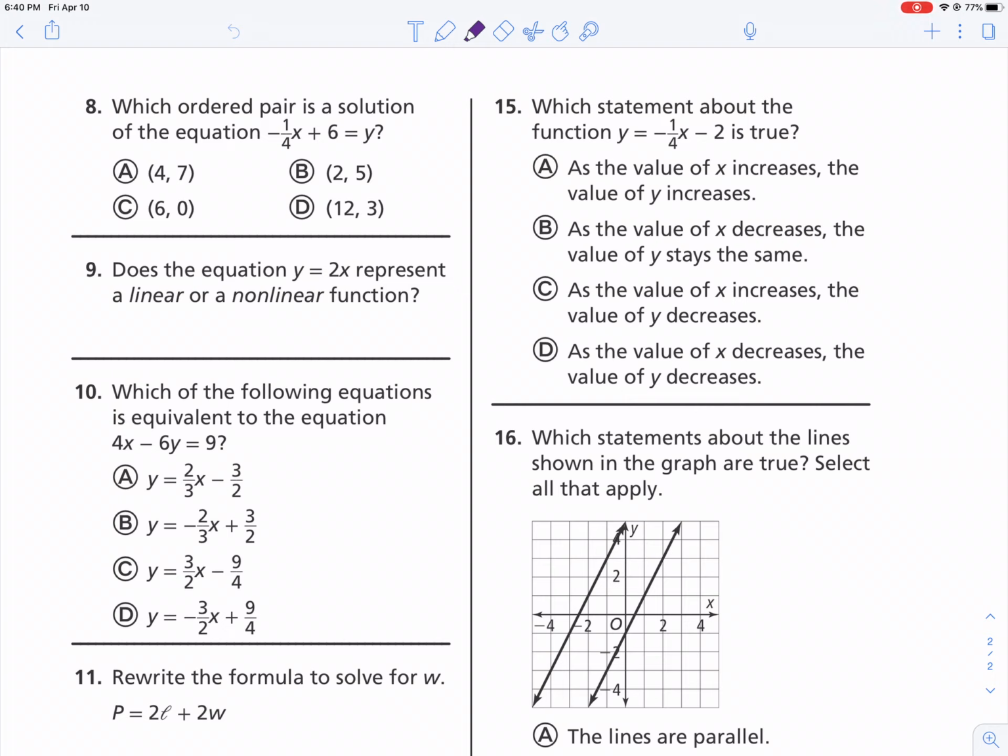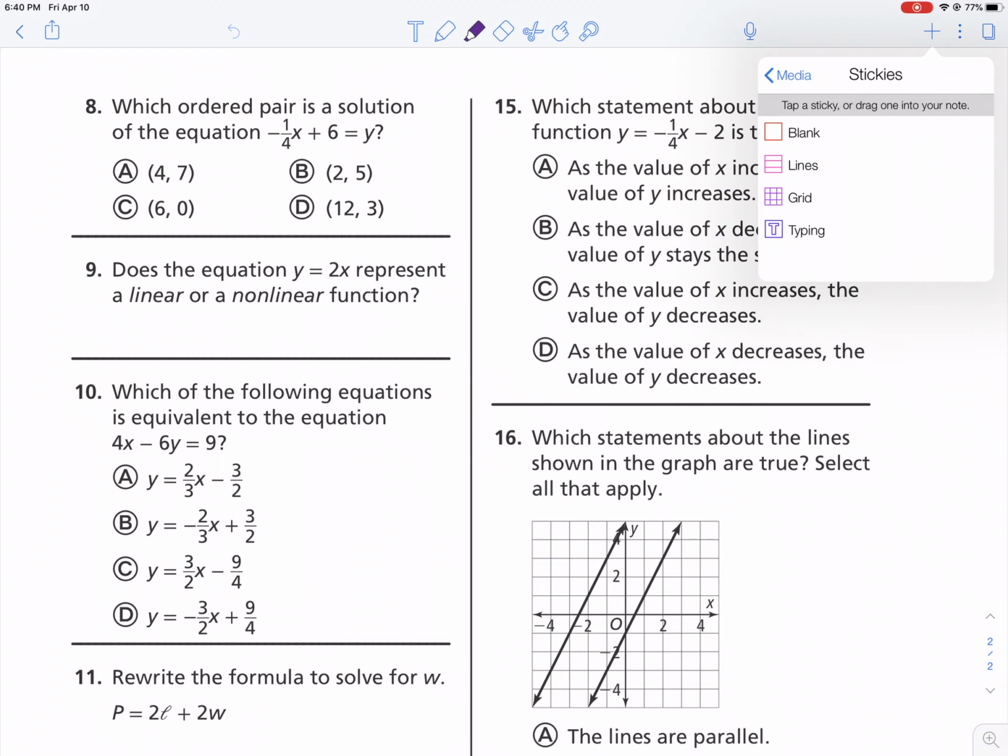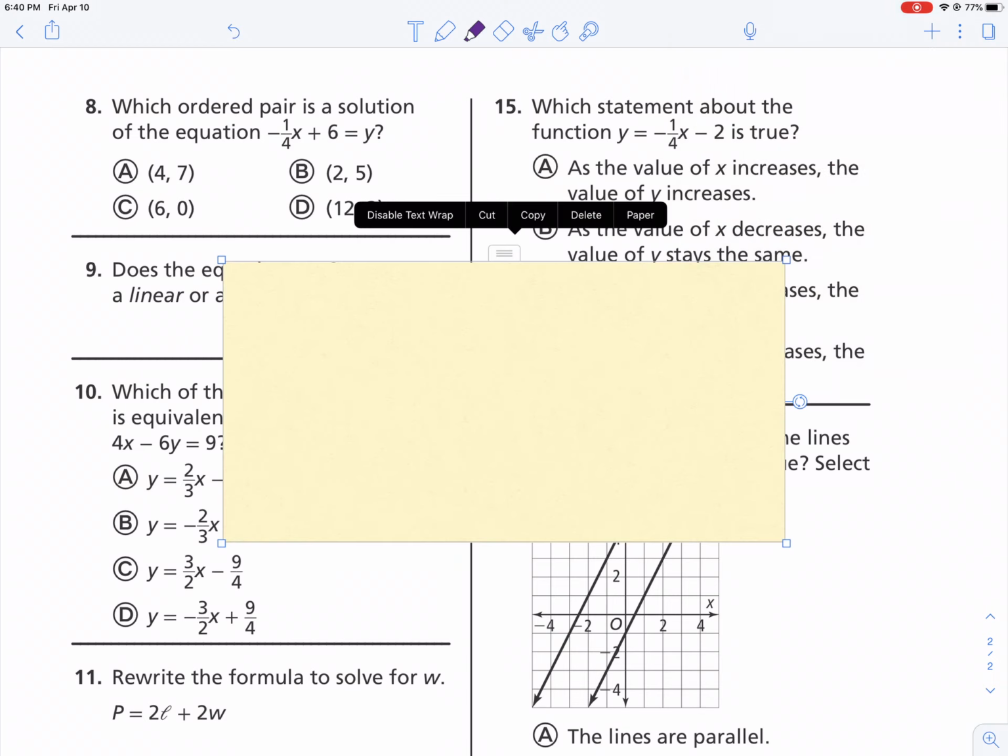So starting with number 8, this one is saying which ordered pair is a solution of the equation negative 1/4 x plus 6 equals y. For this one, we have to remember that our coordinates, like for instance in our option A, that 4 is our x and 7 is our y. Because of our spacing on here, we don't have a lot of space, so I'm going to add a sticky note to help us do some of the work, and then I'll move it out of the way so we can see the rest of it.